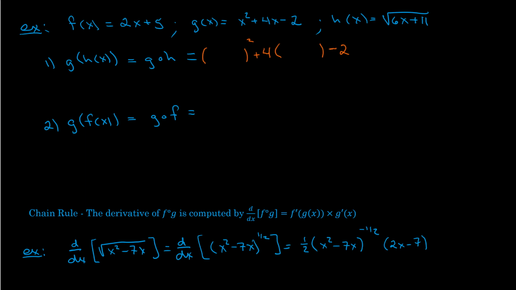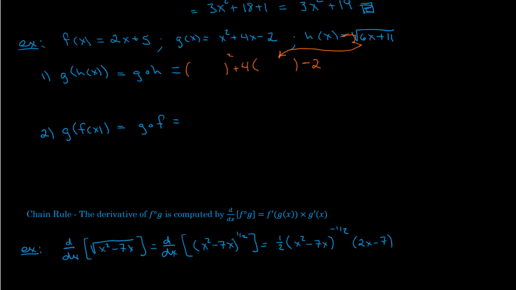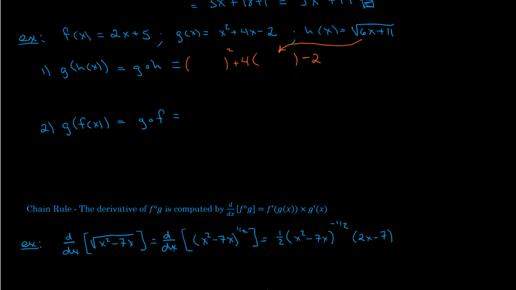Because this is g of h, that means that each of the locations where an x was, I'm going to substitute in this h equation where the x was. So what we're going to have here is the square root of 6x plus 11. And we're going to substitute in that exact same thing, 6x plus 11, there. At this point, I'm going to go through and do the algebraic simplification that's appropriate.